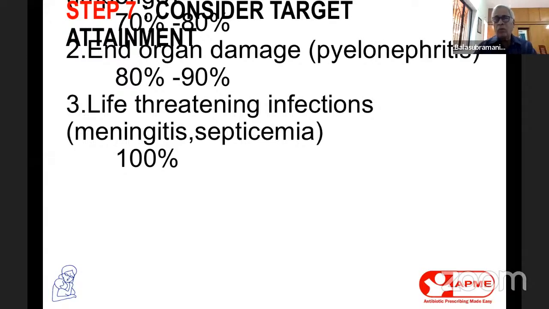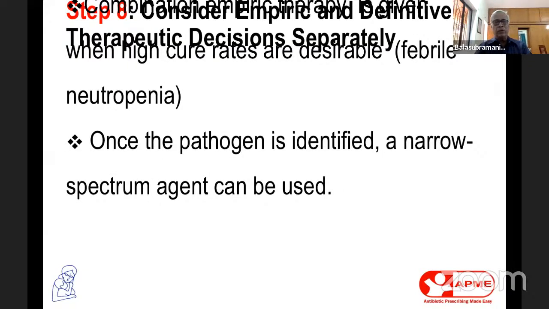Why should I talk about target attainment? When you treat a child with antibiotic, if there is a life-threatening disease where your target attainment ratio should be nearly 100%, you have to use empirical antibiotics aggressively in the beginning. On the other hand, if your target attainment rate is low, for example, in impetigo, you don't have to use carbapenem for treatment of impetigo, linezolid for treatment of impetigo. That is the concept of target attainment.